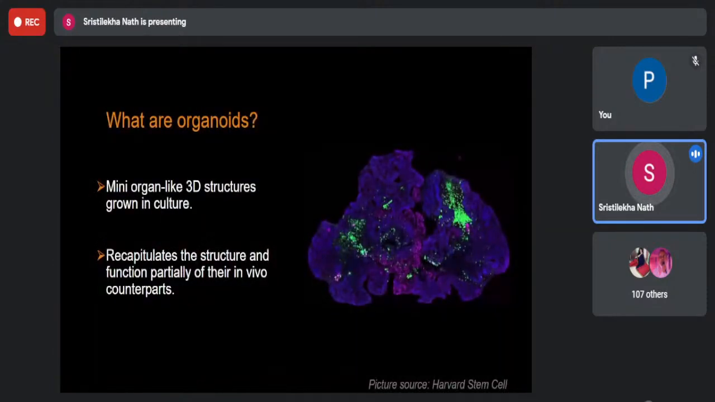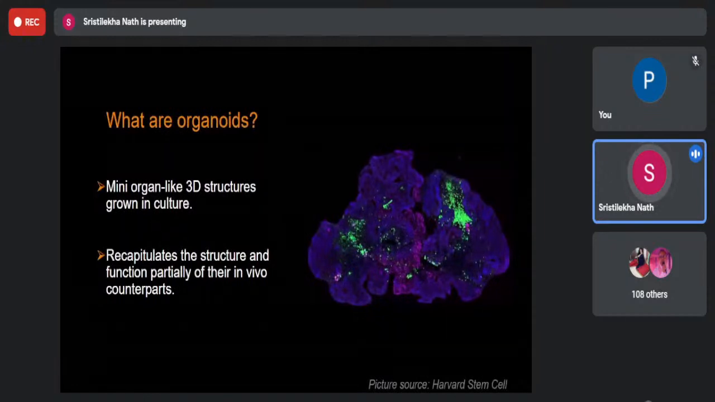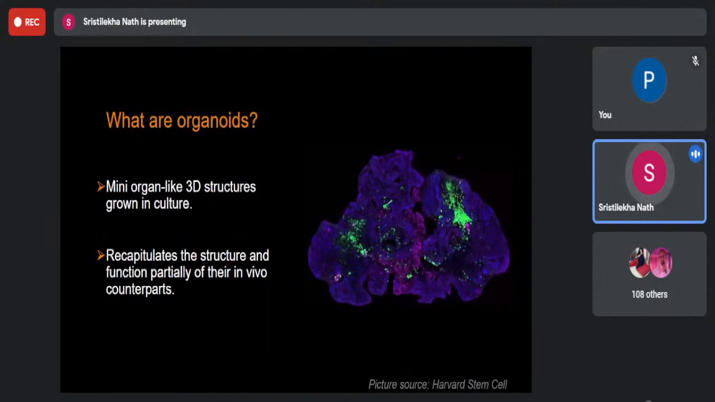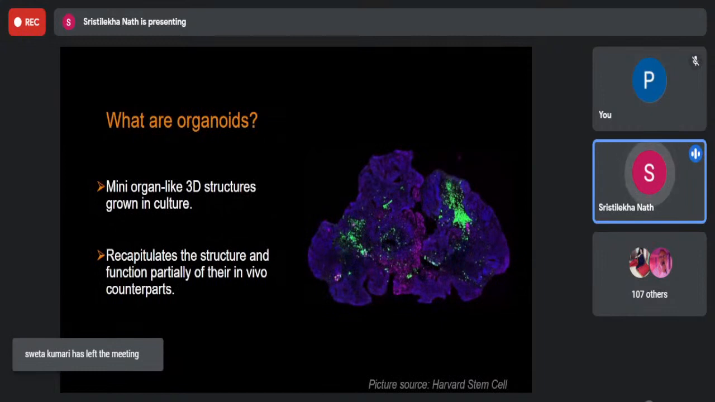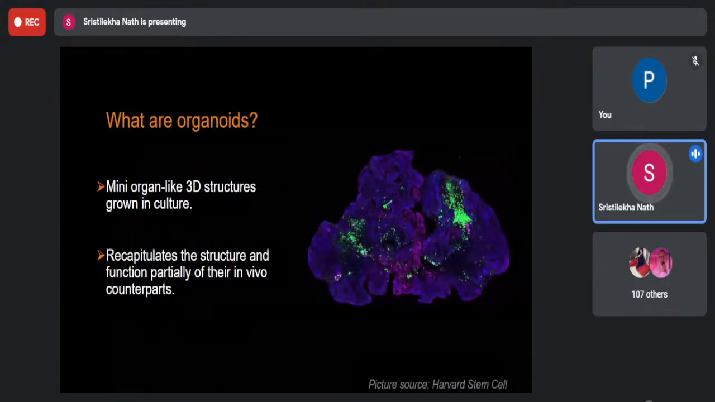So, what are organoids actually? The word itself says it contains the word organ, if we look carefully. Organoids are nothing but mini organ-like structures grown in culture, but providing them a three dimensional space. When we provide a three dimensional space, cells are able to recapitulate the structure and functional repertoire of their in vivo counterpart, to some extent. It has some limitations as well, but it is far better than the 2D model that we normally use.